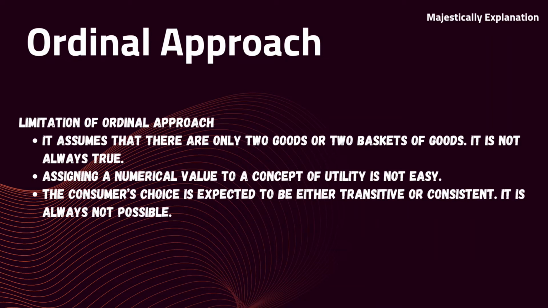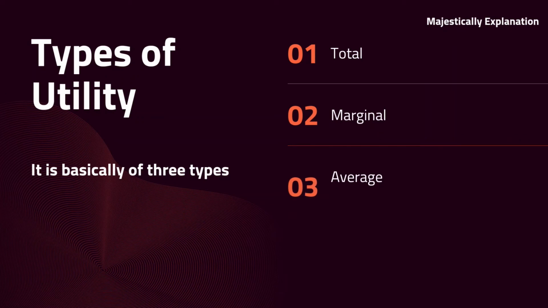Limitations of the ordinal approach. It assumes that there are only two goods or two baskets of goods, which is not always true. Assigning a numerical value to the concept of utility is not easy. The consumer's choice is expected to be either transitive or consistent, which is not always possible. All these three points are limitations of the ordinal approach. Now I am sure you have a clear idea of ordinal and cardinal.